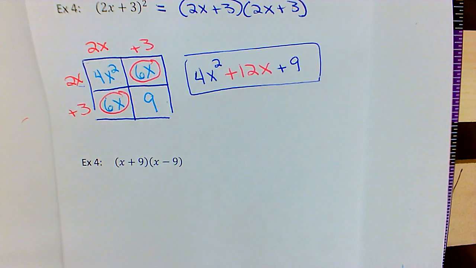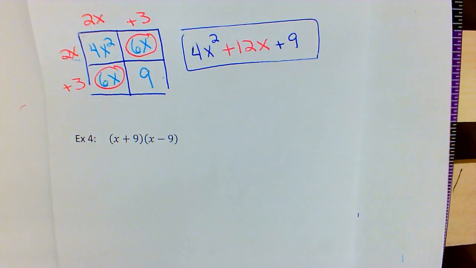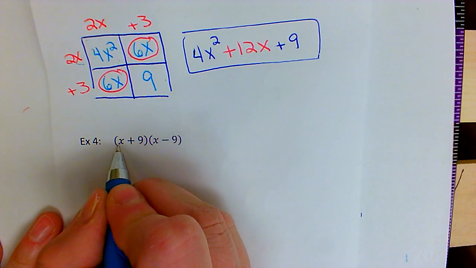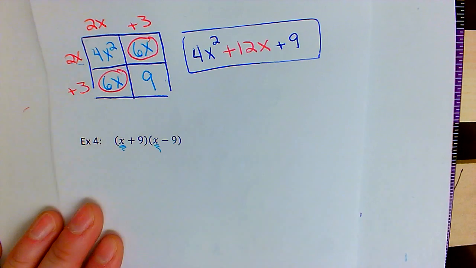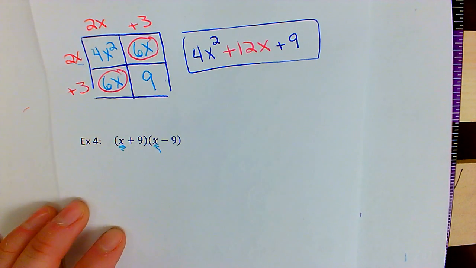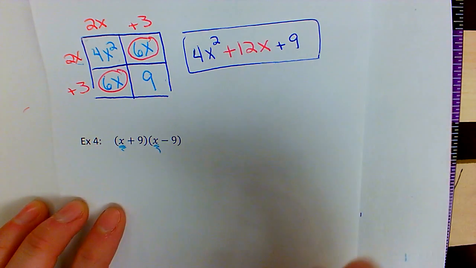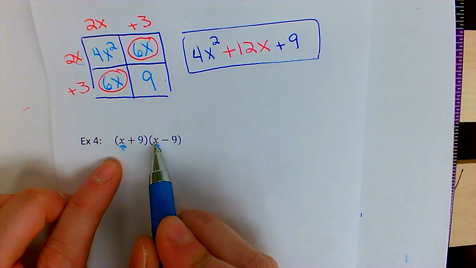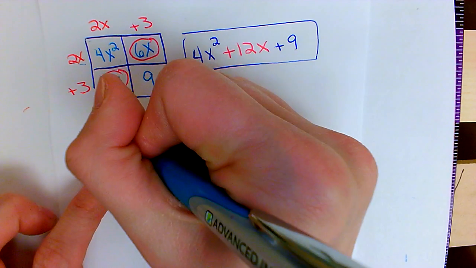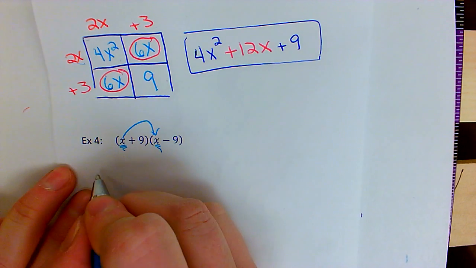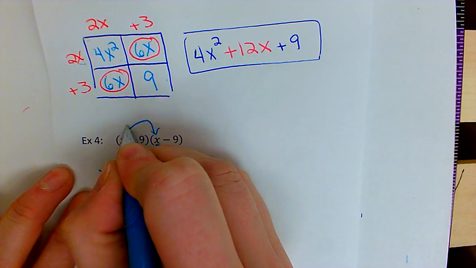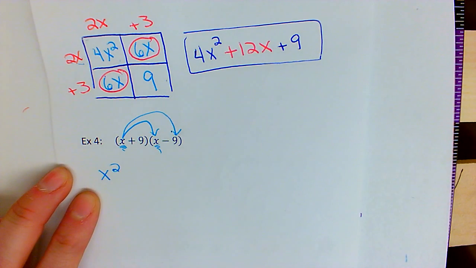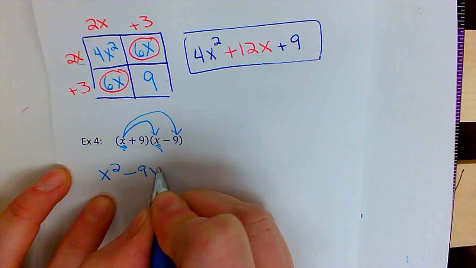Okay. All right. So for example number 4, I'm going to go back to using the FOIL method. I am going to have a little bit of a different situation happen whenever we try to combine like terms, so I'm just giving you a heads up. Start by multiplying the x to both terms in the other set of parentheses. 1x times 1x becomes 1x squared. 1x times that negative 9 right there gives us a negative 9x.